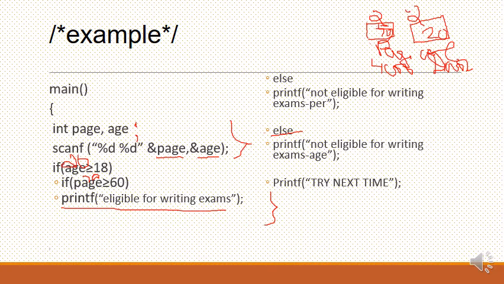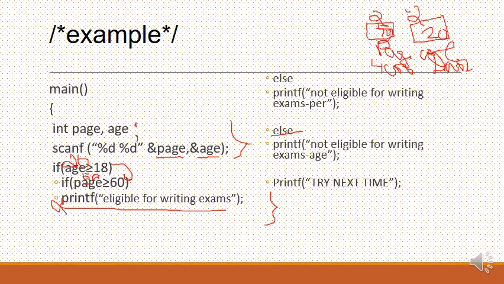Okay, so now just think that I have written 50 here. What happens? 50 instead of 70, and age is 20 only. Then what happens? Here control comes here and it checks, but this condition is false. When this condition is false, it is not going to execute this printf statement. It searches for the else. What is present in the else, it is going to print this one, not eligible for writing the exams. Okay, it is printing that, because just now we have read that it is 50. Okay, now it is over.